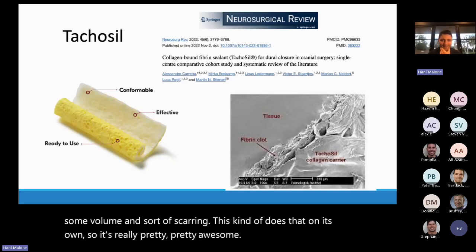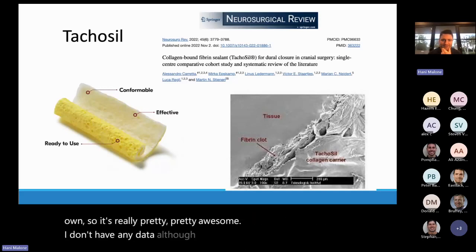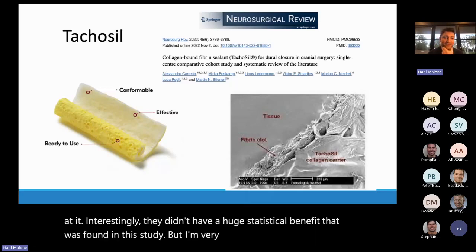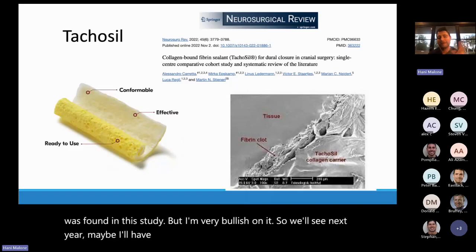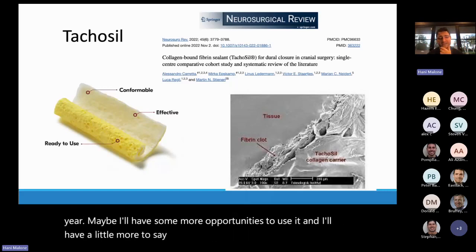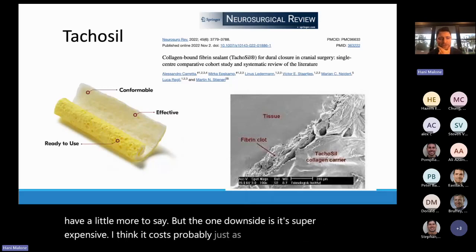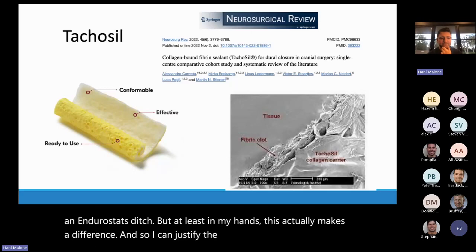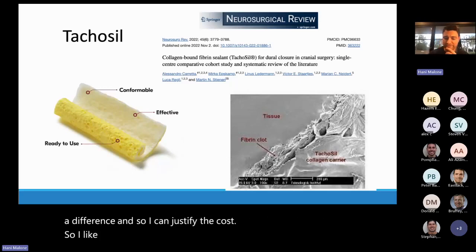I don't have any data, although in this study, they obviously looked at it. Interestingly, they didn't have a huge statistical benefit that was found in this study, but I'm very bullish on it. So we'll see next year. Maybe I'll have some more opportunities to use it, and I'll have a little more to say. But the one downside is it's super expensive. I think it costs probably just as much, if not more, than an Durastat stitch. But at least in my hand, this actually makes a difference, and so I can justify the cost. Yeah, so I like this a lot more than Duragen.